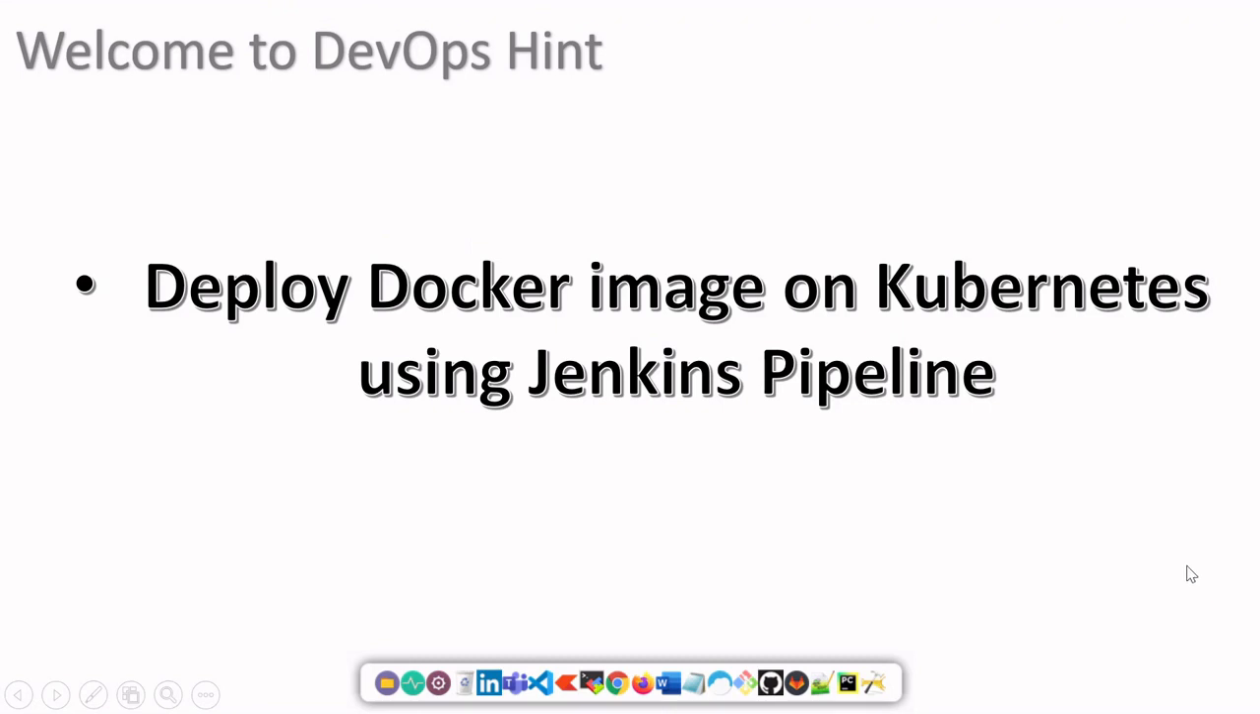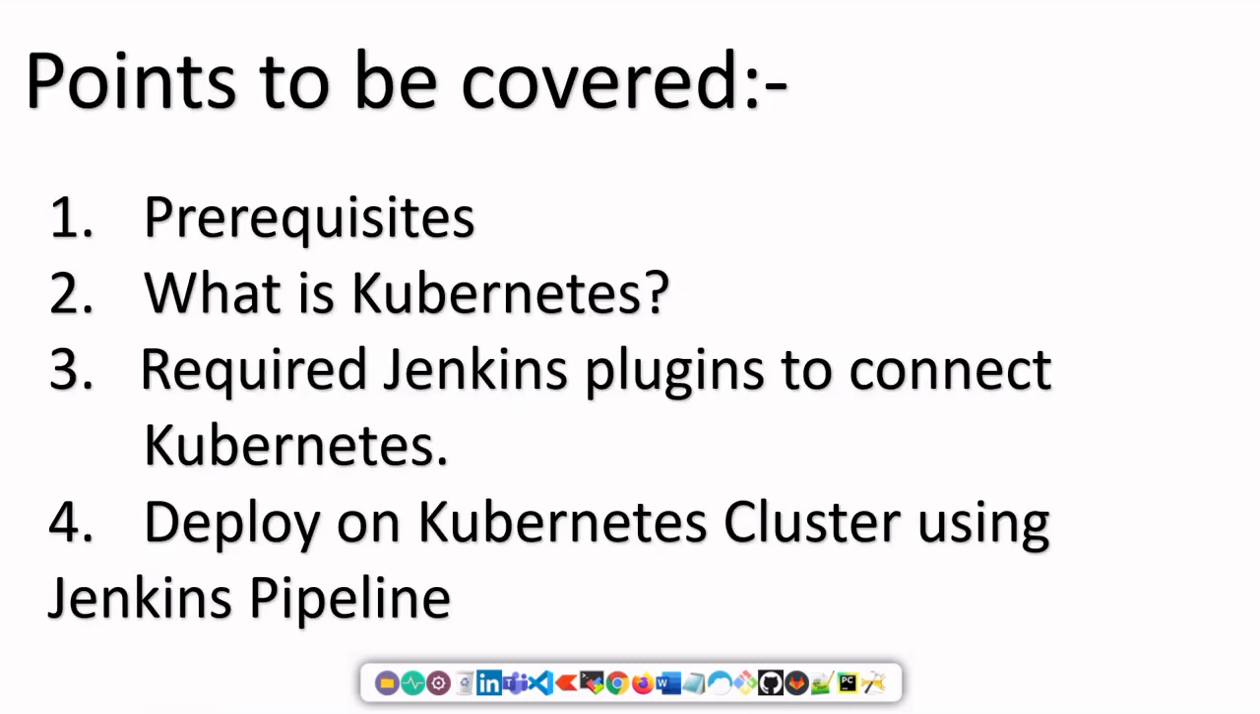In today's video, we are going to deploy a Docker image on Kubernetes using Jenkins pipeline. So here are some points we are going to cover in this video. First is prerequisites, then what is Kubernetes, then we'll install the required Jenkins plugins to connect Kubernetes, and finally we'll deploy a Node.js app on Kubernetes cluster using Jenkins pipeline.